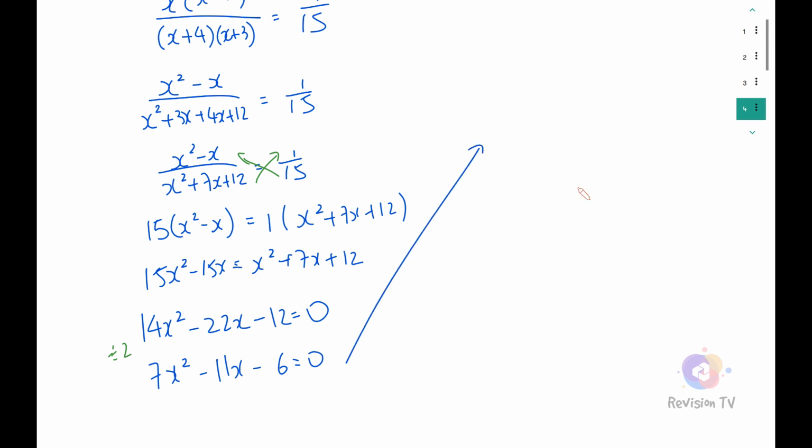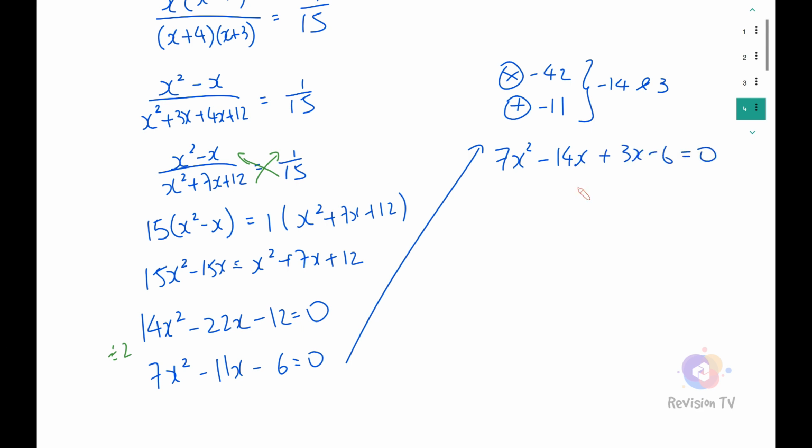We're going to need a pair of numbers that multiply to give negative 42, but add to give minus 11. I think the best pair of numbers will be negative 14 and positive 3. So you can split the middle term: 7x squared minus 14x plus 3x minus 6 equals 0. If you remember, or if you've watched a lesson of me factorizing harder quadratics like these ones, I always suggest putting the negative first. If there's a negative number in there, do put the negative first.